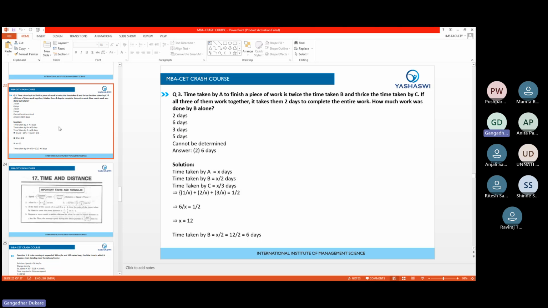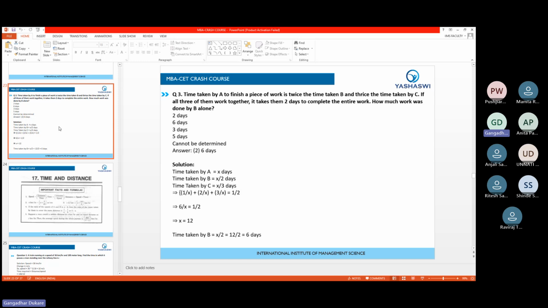The third type is examples on the basis of time. The time taken by A to finish a piece of work is twice the time taken by B. Likewise, questions come on age, where A is greater than B or twice, related to times only. If all three work together, it takes 2 days to complete the entire work. How much work was done by B alone?